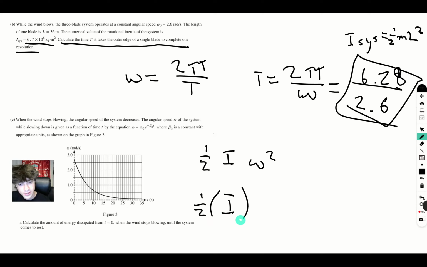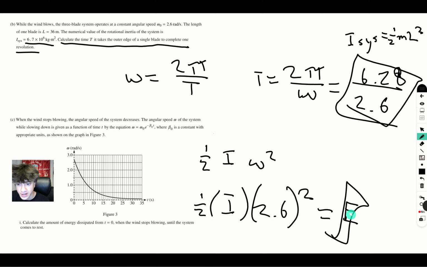Once again, you can do this alone on your calculator. We're given the omega as well, 2.6 squared, and when you plug this in, you will get the initial energy. And then this energy is also going to be the change in energy, because the energy goes from this to 0. So the amount of energy dissipated is just going to be the energy you begin with. And yeah, that's all you do. So it's just going to be this simple calculation here. Let's move on to the next step.